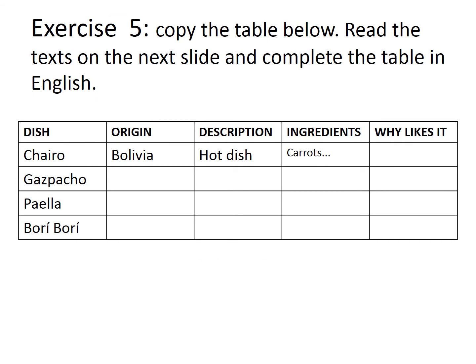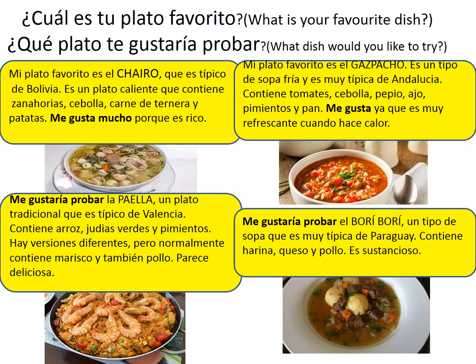Exercise 5. Copy the table below. Read the texts on the next slide and complete the table in English. My advice would be to pause the video and get this table copied out into your books or paper or on Word, whatever you're using, and then press play when you're ready for the text to fill it. Here you go.